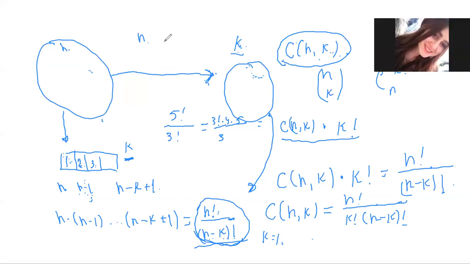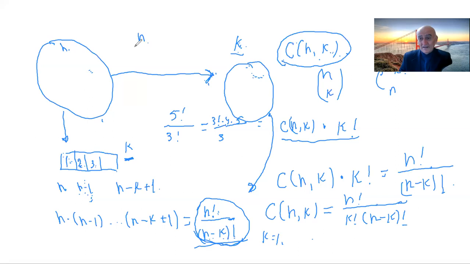Same n. Yes, of course, it's n. For example, if we have a set with two elements, A and B, what is the number of subsets with one element? This is 2. Subsets with one element: this is A and this is B.